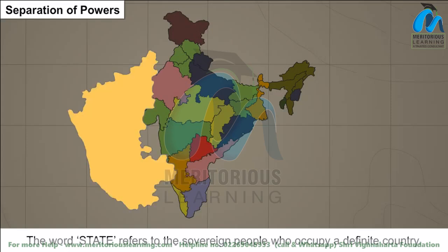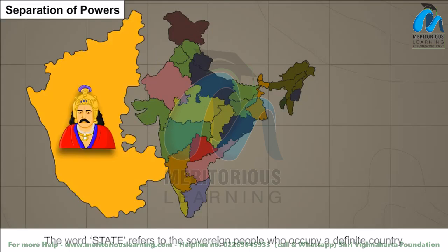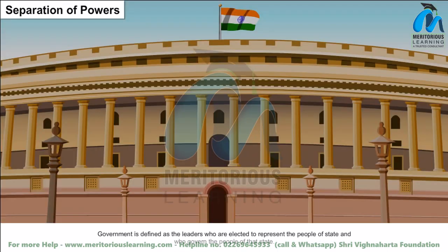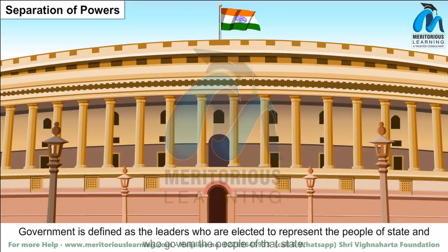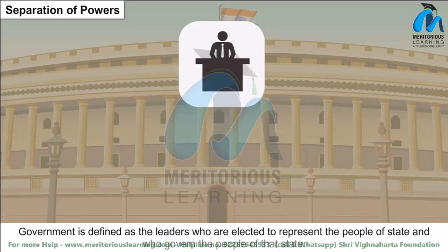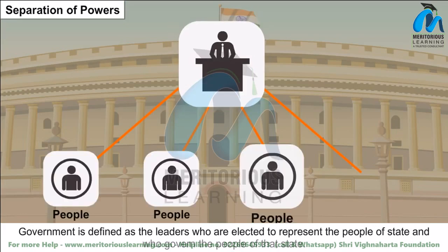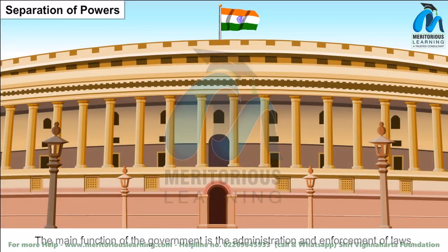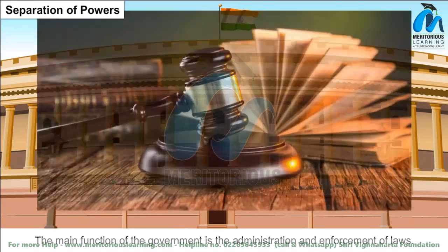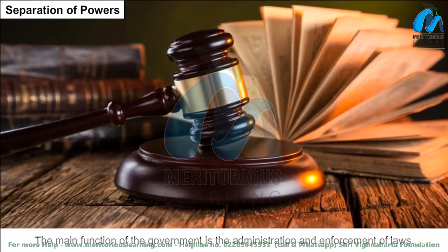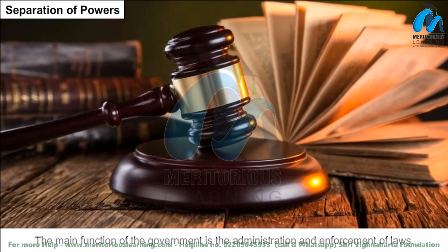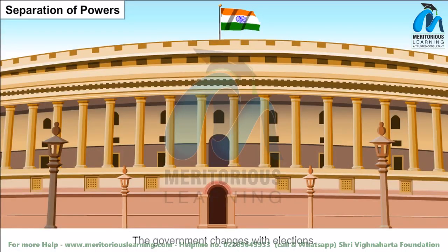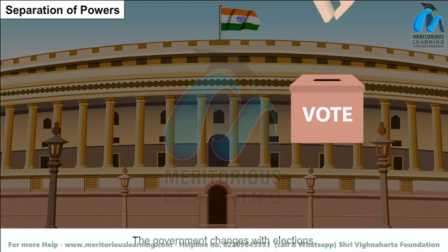The word state refers to the sovereign people who occupy a definite country. Government is defined as the leaders who are elected to represent the people of the state and who govern the people of the state. The main function of the government is the administration and enforcement of laws. The government changes with elections.